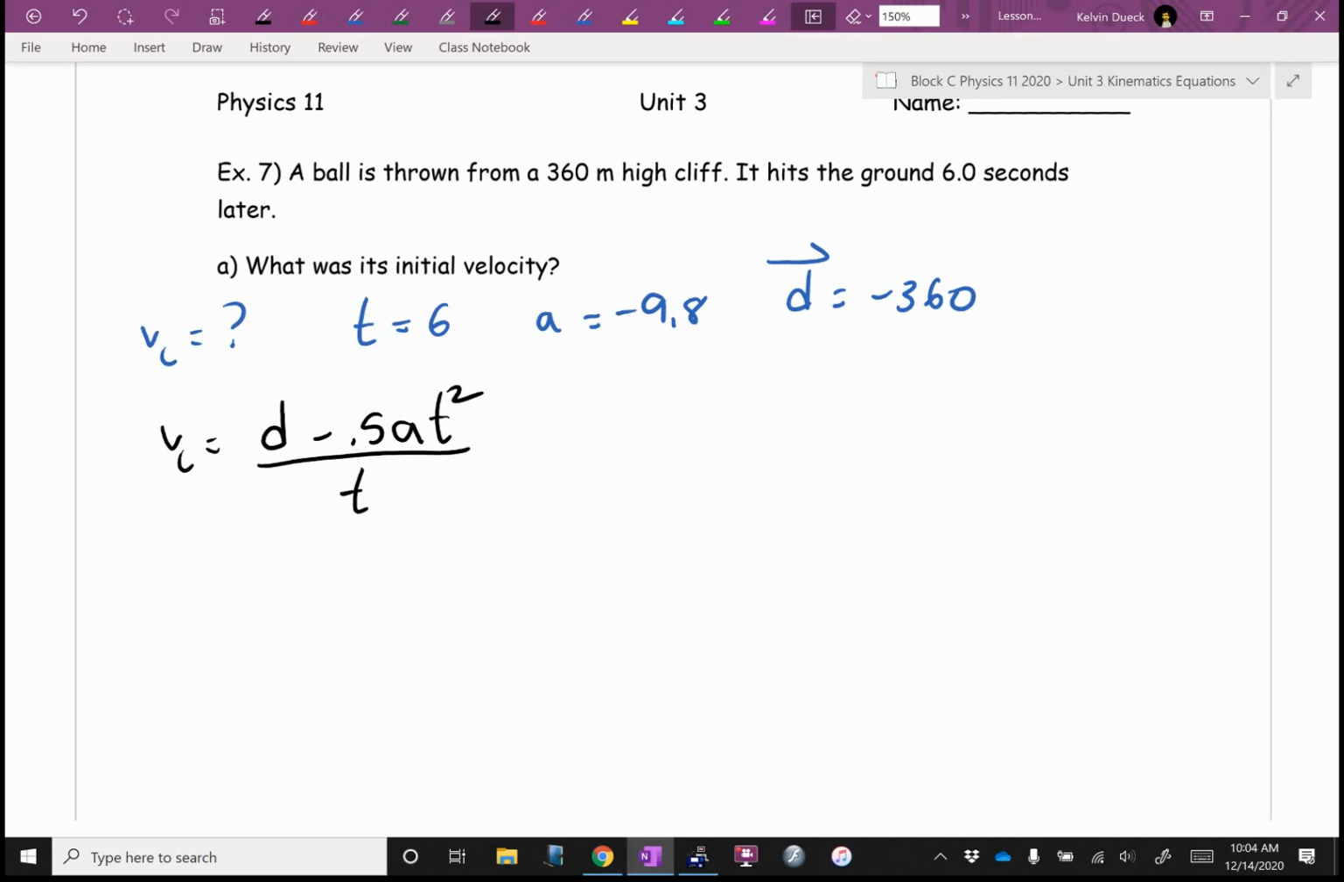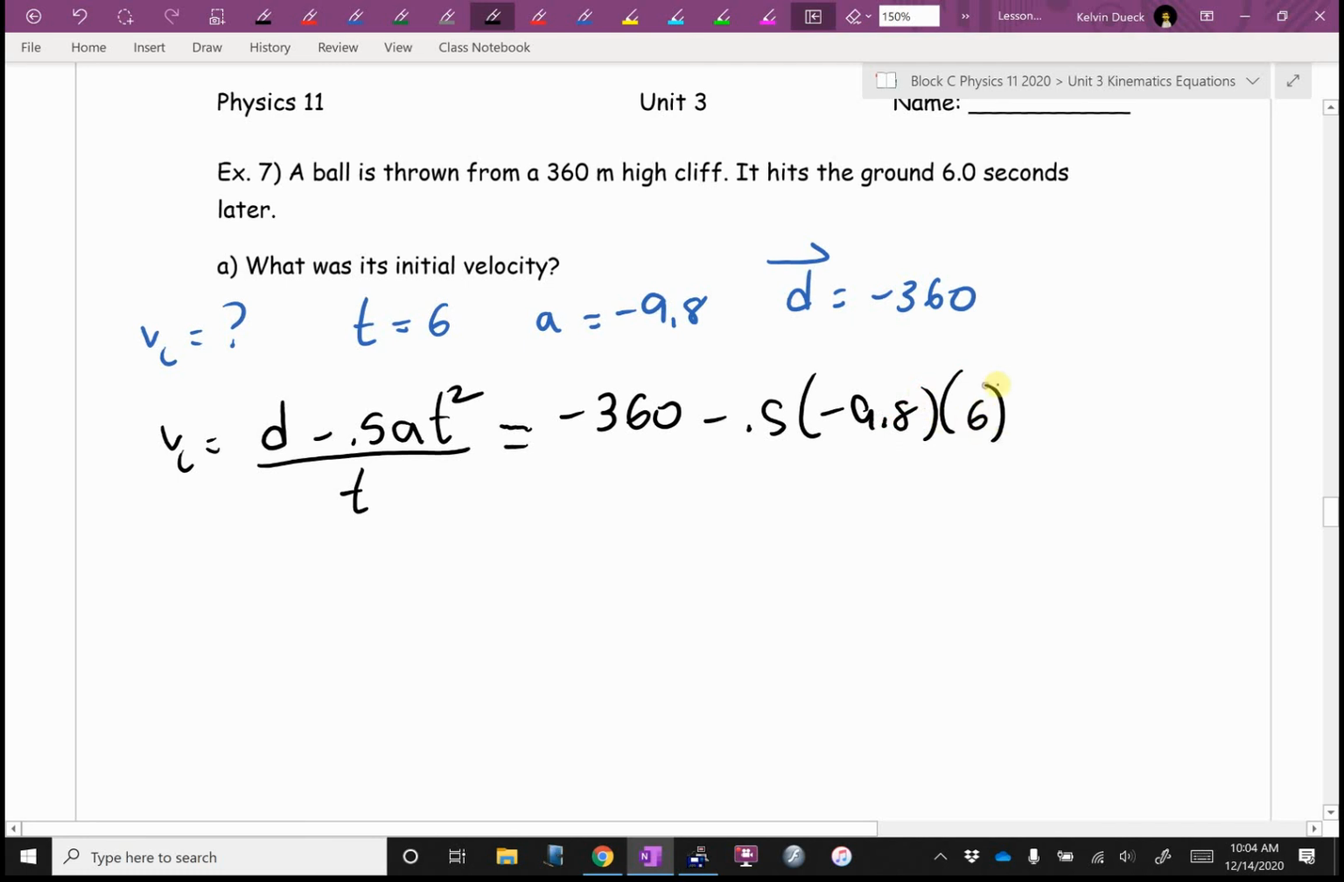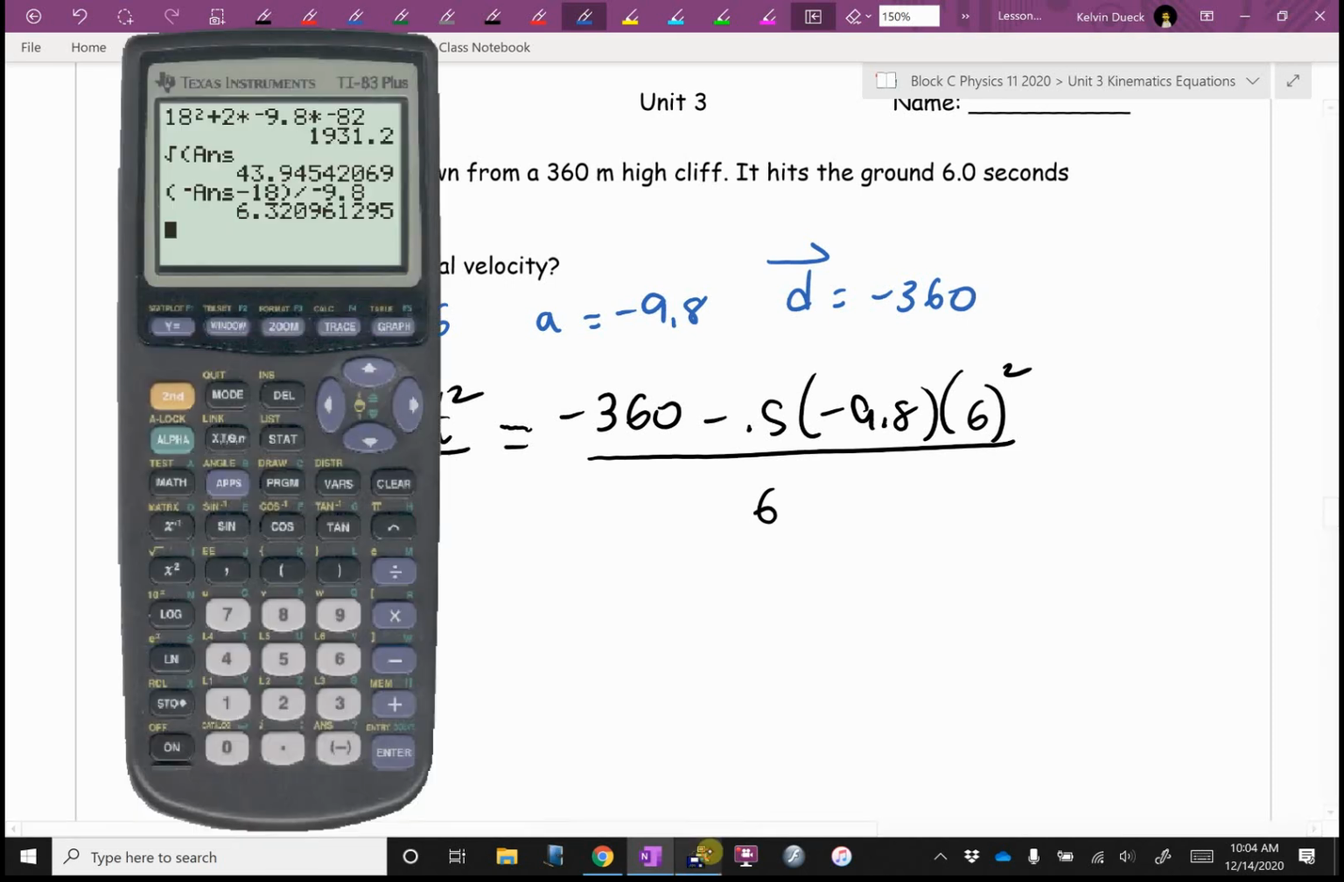Okay. Negative 360 minus 0.5, negative 9.8, 6 squared, all over 6. Yeah, I'm not doing that one in my head. Definitely brackets around the top. Don't need brackets around the bottom. No idea what the answer is.